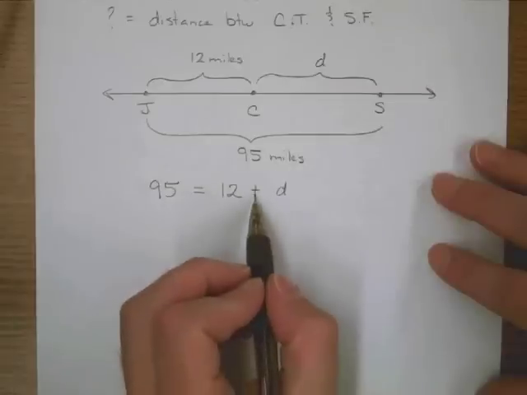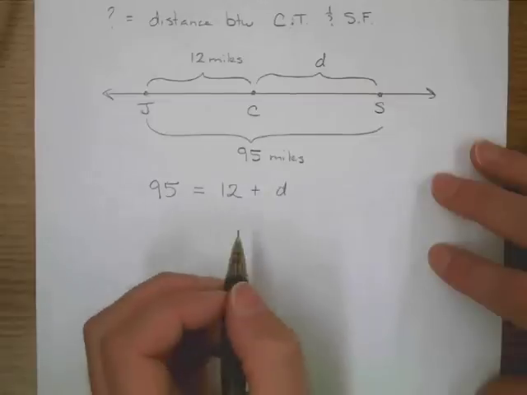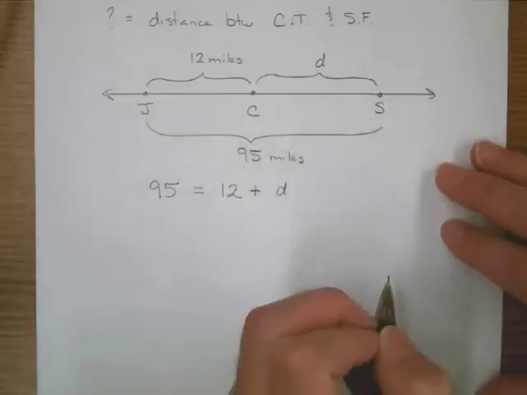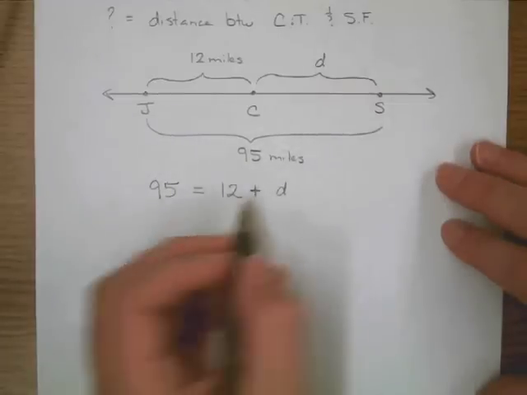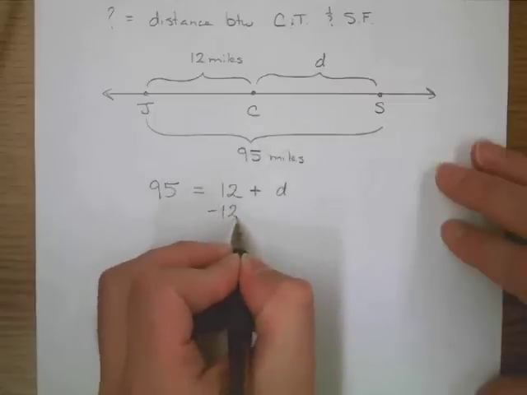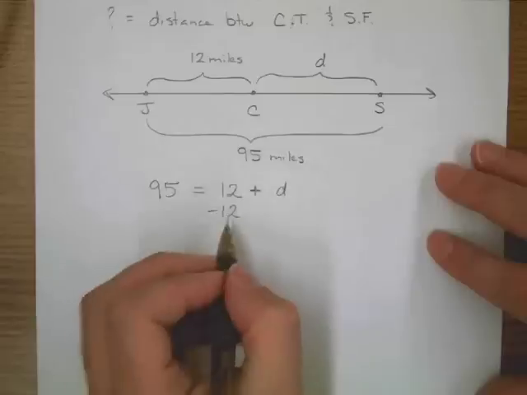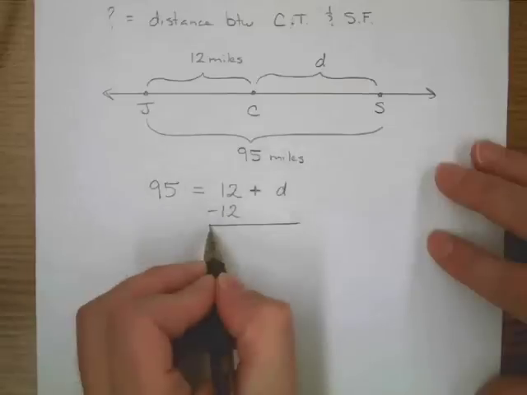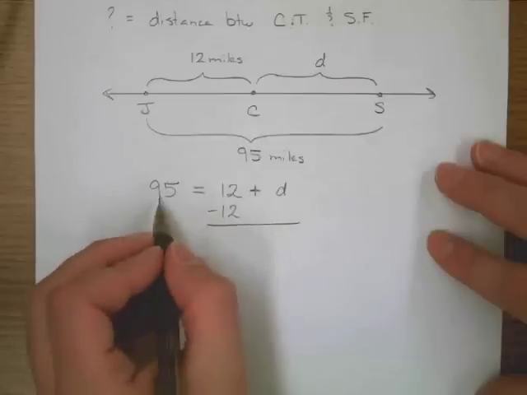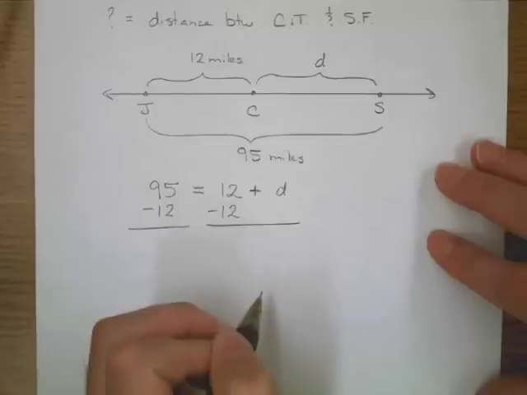It's an addition problem. It's an addition equation. So I'm going to use the inverse operation. In this case, it's going to be subtraction because I have addition. So I have 12 miles added to d, so I'm going to take 12 miles away. And since I'm doing it to one side, I want to keep this in balance. So I'm going to take 12 miles away from the other side.